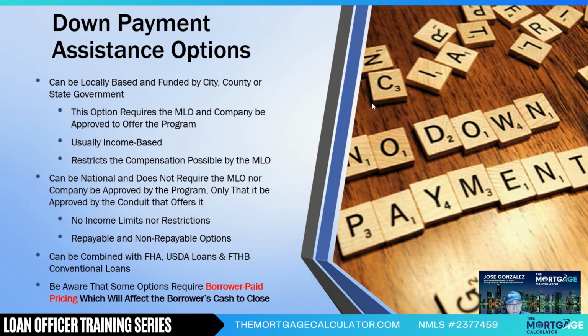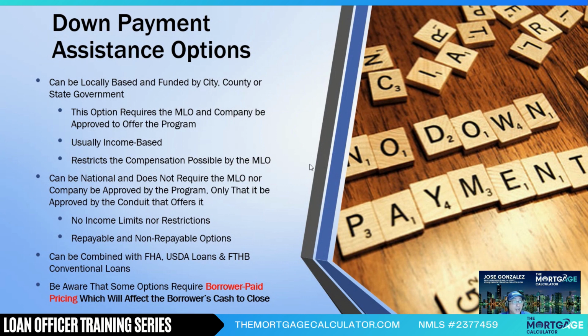For the national option, you don't have to be approved by any municipality. You just have to be approved by the conduit who you're submitting the loan to, right? And then there's a number of different ways it can be done. You have repayable option and forgivable option, right? The forgivable option had lower credit score requirement, a little bit more expensive on the pricing, higher rates, right, than the repayable options. And I'll get into why you would do one over the other as we're getting into the specific option.